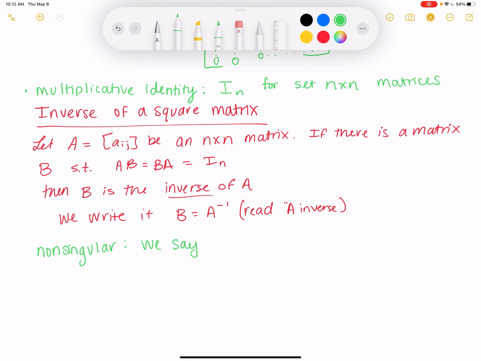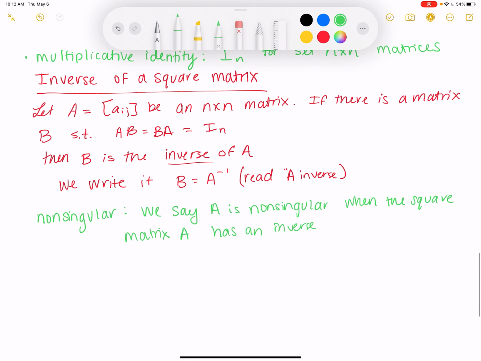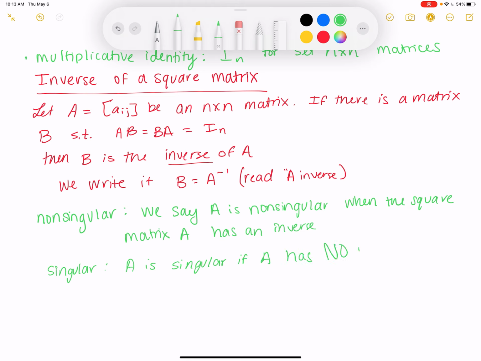All right. Non-singular. We say A is non-singular when the square matrix A has an inverse, and singular. A is singular if A has no inverse.